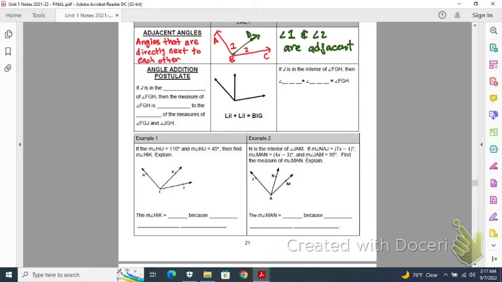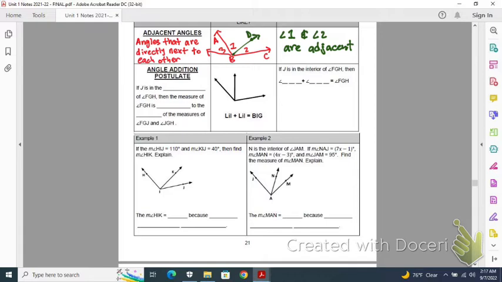Okay, if I were to add another angle right here called 3, 3 and 2 would not be adjacent. They're not next to each other. They're separated by angle 1. So that's something to keep in mind.